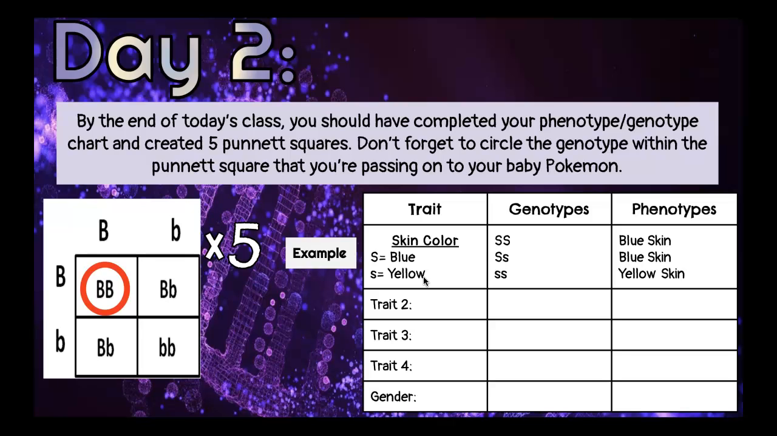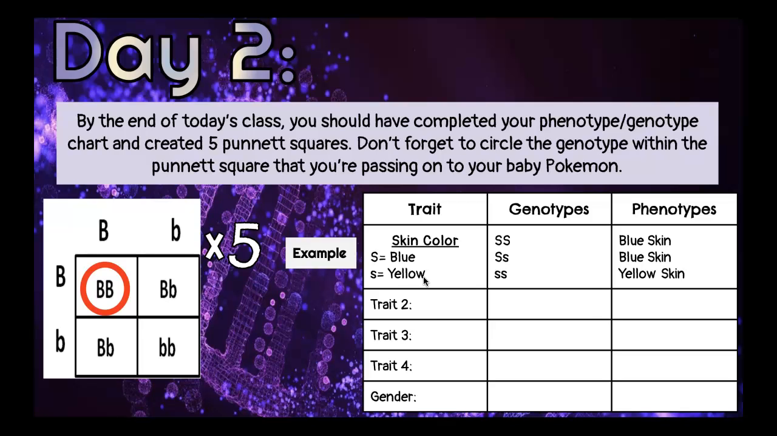So you'll do a Punnett square for all your traits, and then you get to pick which trait you're going to pass on to your baby. And what I want you to do is circle that genotype inside the Punnett square that you're going to pass on to the baby. So that's essentially all that you're doing today. The phenotype genotype chart and the 5 Punnett squares.